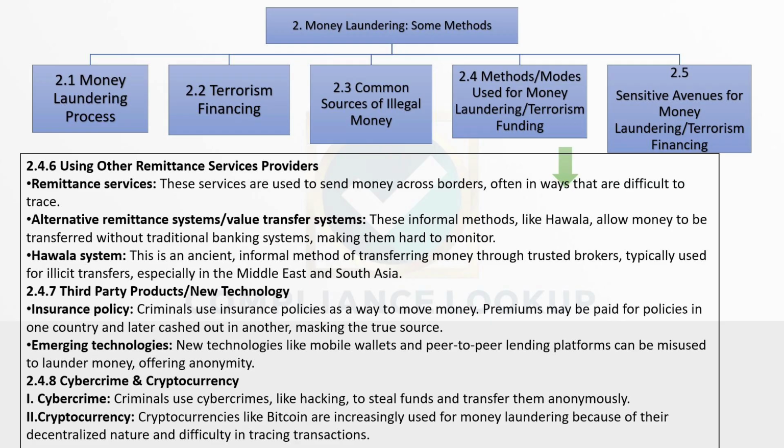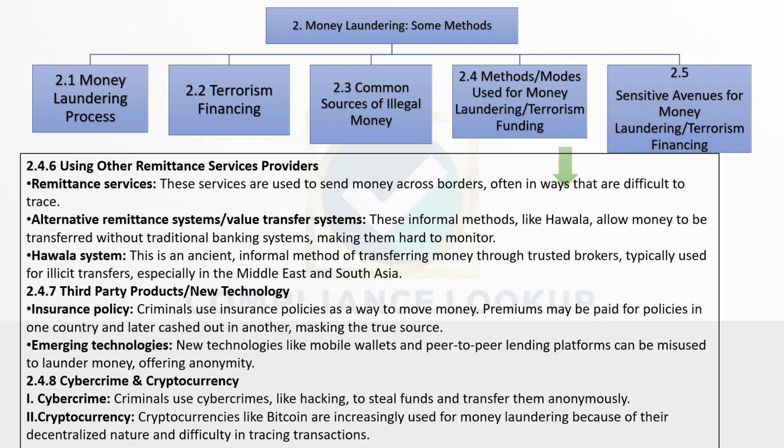Example, a corrupt business person purchases a life insurance policy with large premium payments using illicit funds in country A. After a few years, they surrender the policy in country B, receiving a large payout that appears to be legitimate even though it is laundered money.